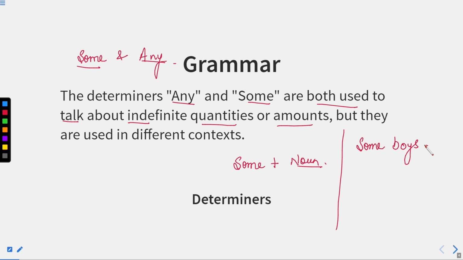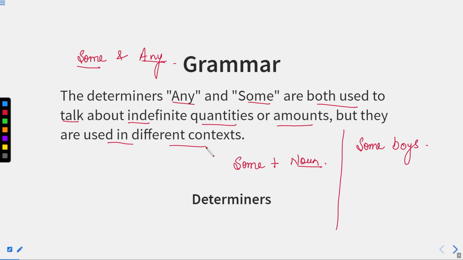Or if I say any boy, it means any boy. It can be any boy. If I say any boys, of course I'm talking about any number of boys. So they are not definite in fact. They both depict the same meaning, that they both show quantities or amounts which are indefinite, but they are used in different contexts.